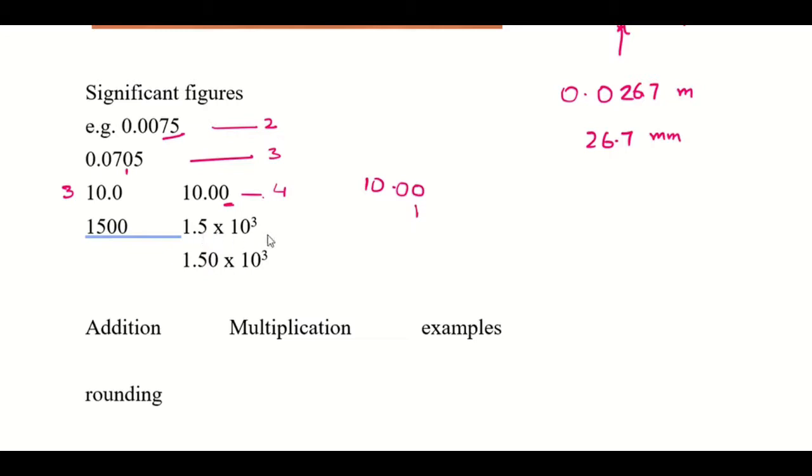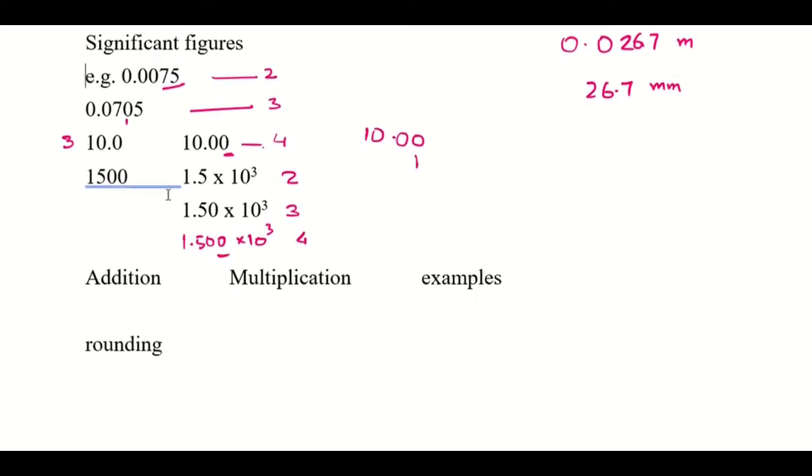So if you write it as 1.5 times 10 to the power 3, then this is 2 significant figures. But if you write it like this, it's 3 significant figures. Whether you can write this or this depends on how it was actually measured. And if you write it as 1.500 times 10 to the power 3, that becomes 4 significant figures. But you can only do that if you're sure that that position is a 0.